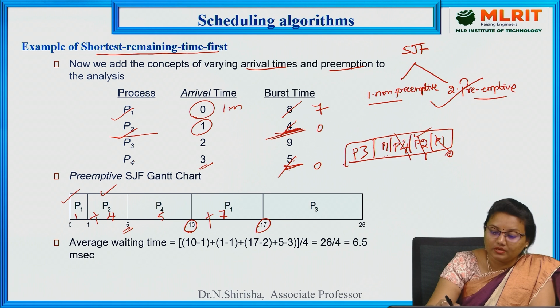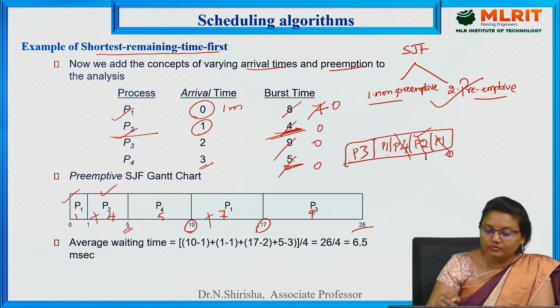Then the remaining process, P3, only 1 is left, is executed. 9 is executing. So 9 plus 17 is 26.